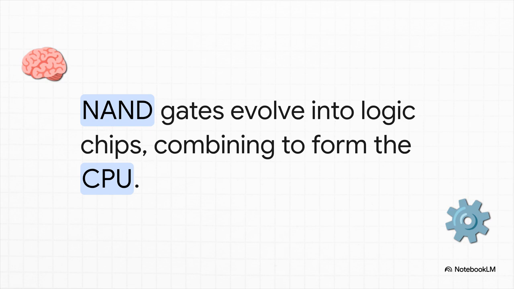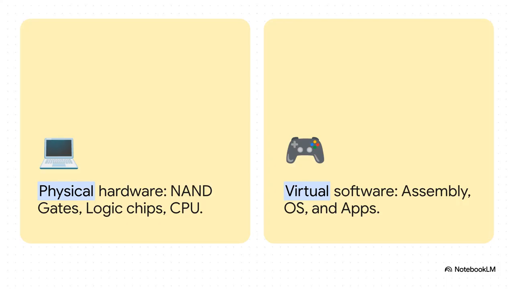Now, obviously, a single switch doesn't do a whole lot on its own, but when you combine those initial NAND gates, you get logic chips that can actually handle basic math and memory. By incrementally stacking these simple gates together, millions and billions of them, human ingenuity builds up to the central processing unit, the CPU. So the physical brain of your computer is, at the end of the day, just a masterpiece of interconnected microscopic switches.